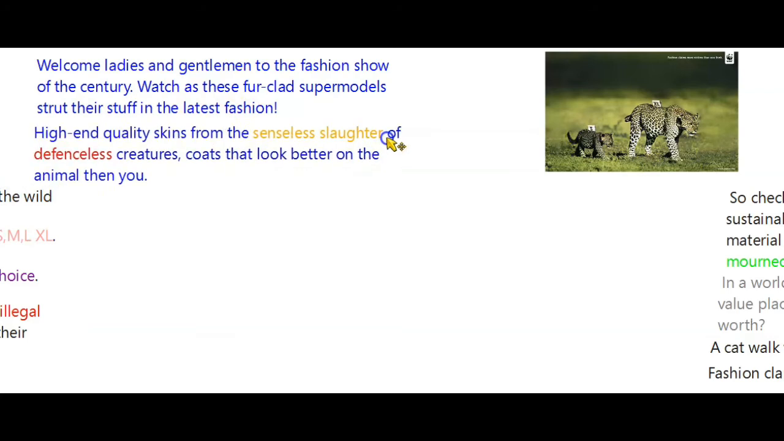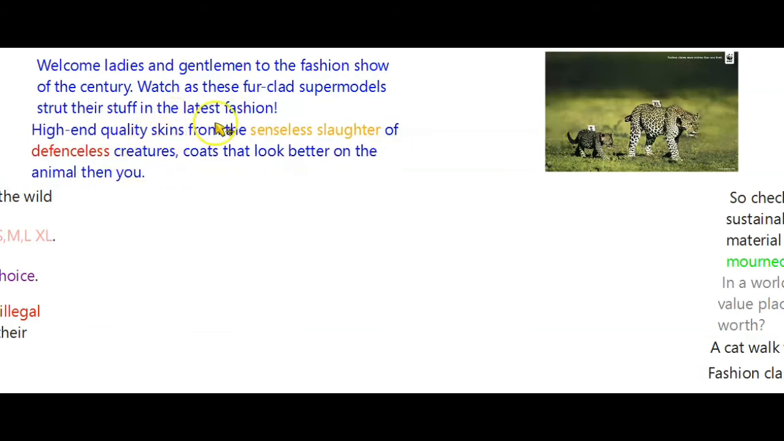I'm going with this idea. High-end quality skins from the senseless slaughter of defenceless creatures, coats that look better on the animal than you. Can you see the juxtaposition between the two here? And I've also used some alliteration. Senseless slaughter, and defenceless is a really emotive word to drive it home to the reader that these creatures really have no choice. On I go.